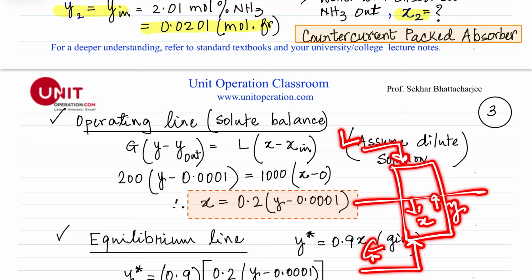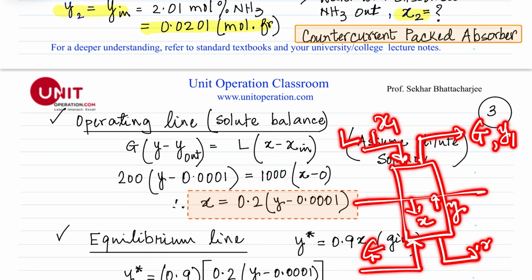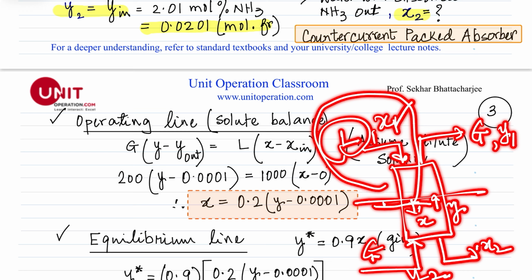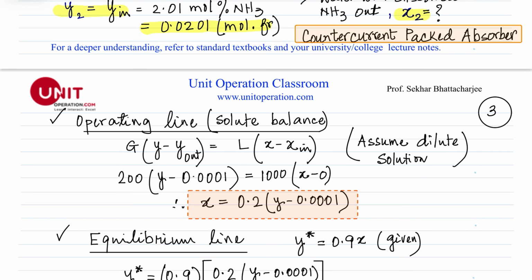So basically, this of course is G going out, and this is Y1, this is X1, and this is X2, and this is Y2. So what we are saying is G times (Y minus Y out) is equal to L times (X minus X in). What is going out, Y minus Y out, that's the overall balance. From there we can get the operating line. So this is basically substitution of the values here. We know these values, so this is the equation of the operating line.